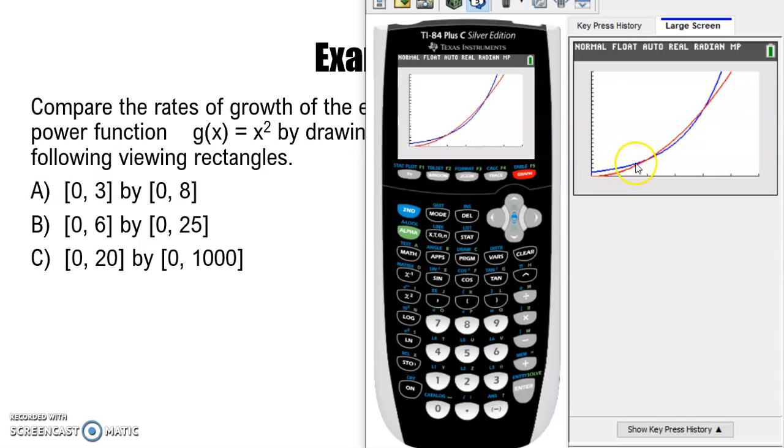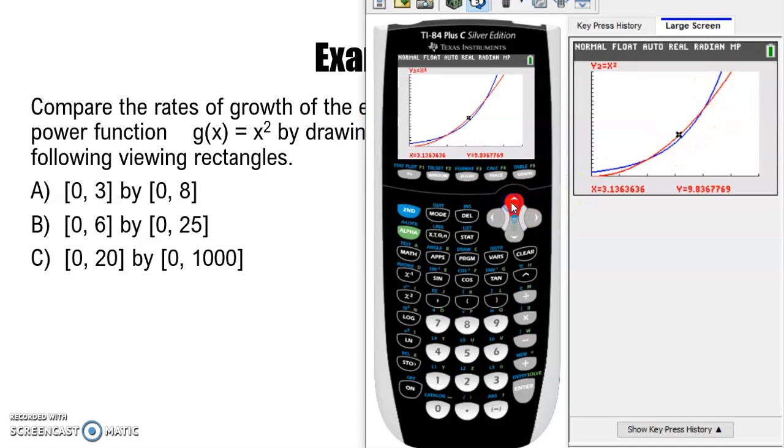The red function did grow faster for a short time, but now the blue function is winning. It's growing faster. Now, if you can't tell which one it is because you don't have a color calculator, that's okay. Press the trace button. Notice it tells me the equation at the top. This is 2 to the x. So where my arrow, my little cursor here is the 2 to the x function.